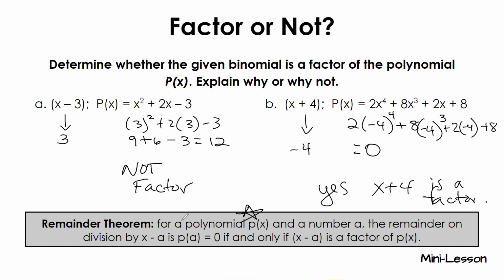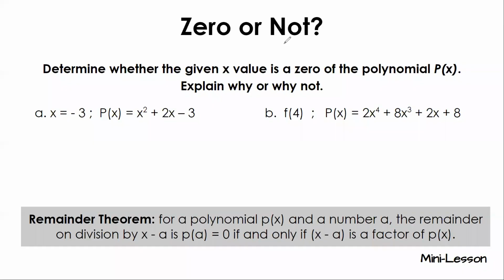Now, down at the bottom, we have this statement. This is actually how the remainder theorem reads. I just want you to be comfortable with this notation. What this is saying is for a polynomial, you've got a number a. The remainder on the division by x minus a is p of a, which equals 0, if and only if x minus a is a factor of p of x. This is just a fancy way of saying, if you take this number, plug it in, and you get 0, then x minus whatever that number is a factor. It's not hard.